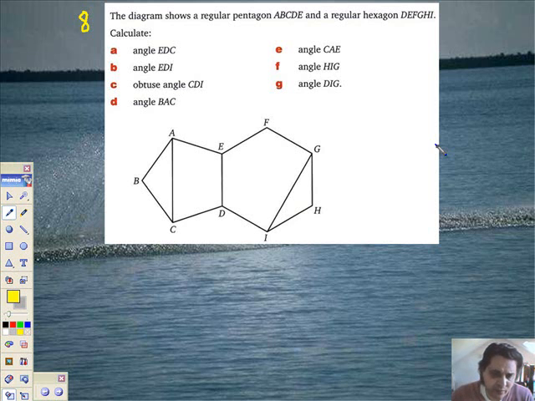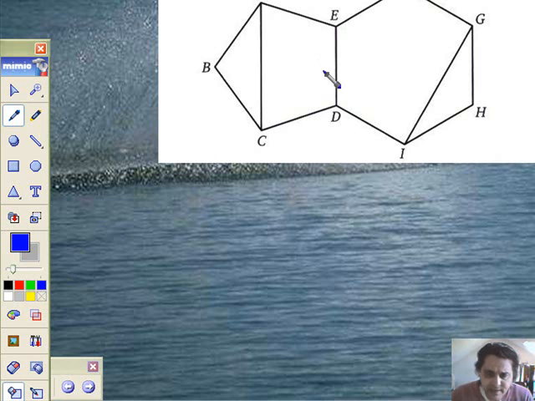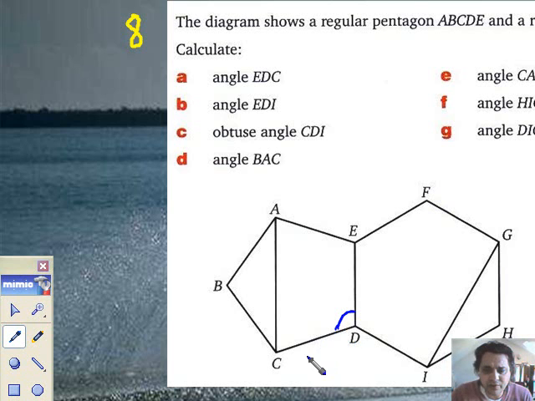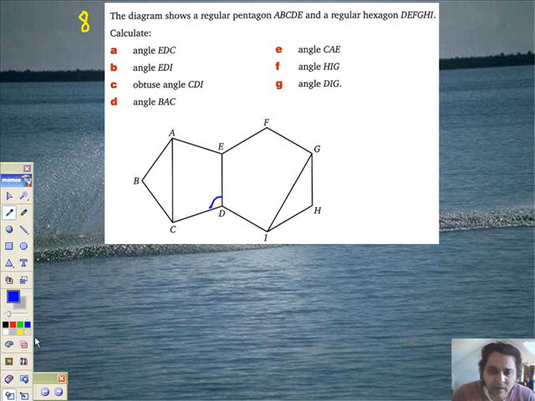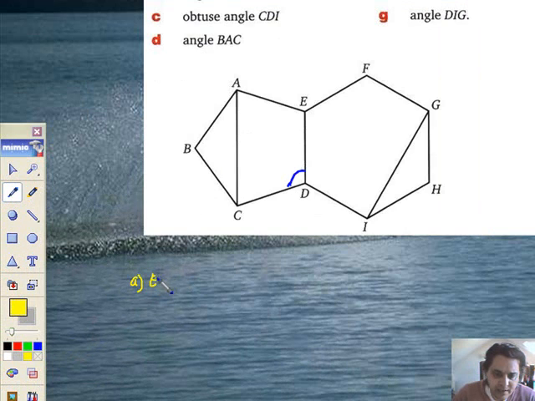EDC. Let me just highlight that for you in blue. EDC, they want that. It's a regular pentagon. Essentially, I need to work that out. Well, the usual thing is to work out the exterior angle and take it away from 360. So the exterior angle is going to be, let's try and get A to fit here, shall we? Here we go, exterior angle.